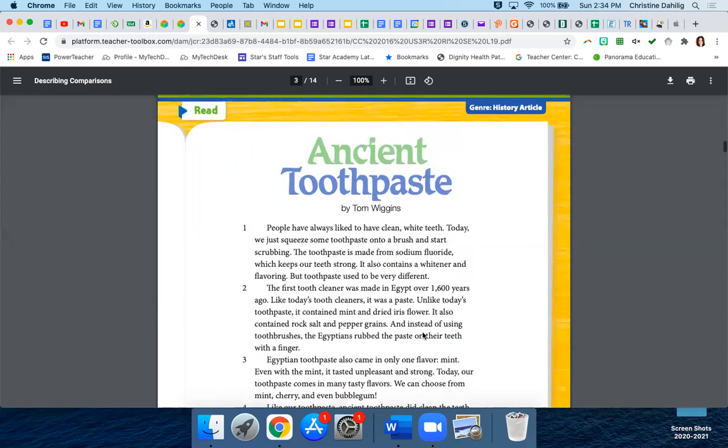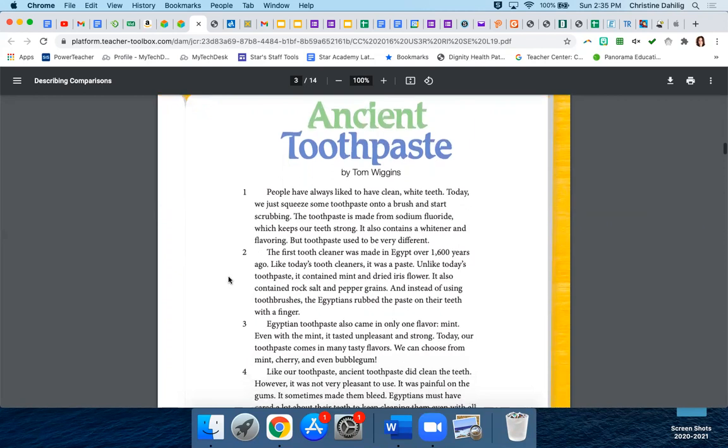Okay, so again, on page 312, we are going to read an article entitled Ancient Toothpaste by Tom Wiggins, starting with paragraph 1. Here we go. People have always liked to have clean white teeth. Today, we just squeeze some toothpaste onto a brush and start scrubbing. The toothpaste is made from sodium fluoride, which keeps our teeth strong. It also contains a whitener and flavoring, but toothpaste used to be very different.